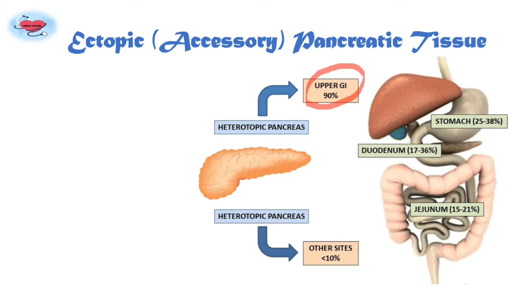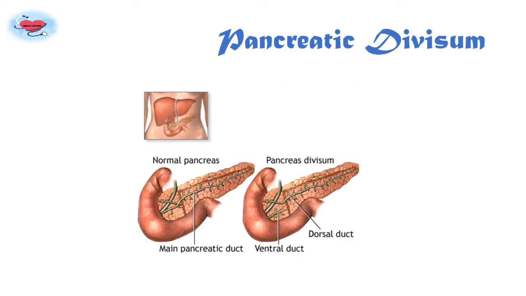Next comes pancreatic divisum. As we had seen in annular pancreas, this pancreatic divisum is also an embryological malformation. In annular pancreas, the pancreas encircles the duodenum, but in pancreatic divisum, the problem occurs at the level of the ducts. So pancreatic divisum occurs because of the failure of fusion of the ventral and dorsal pancreatic duct.